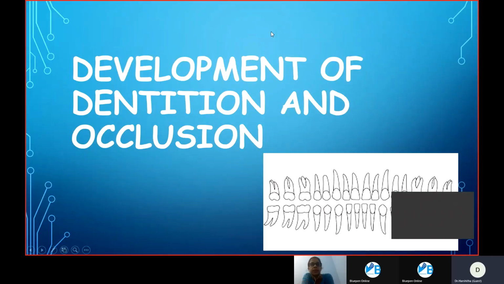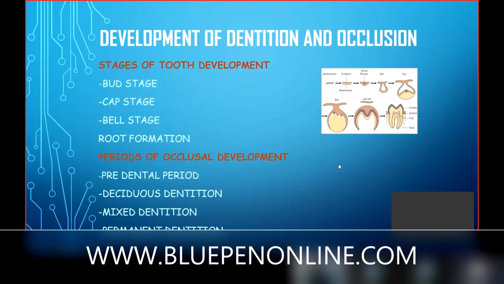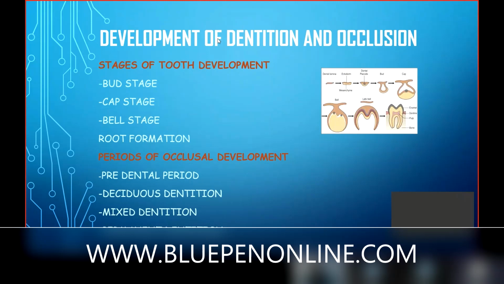So coming to development of dentition and occlusion. In development of dentition, that is the tooth, we have 4 stages: bud stage, cap stage, bell stage, and root formation. In between this bell stage and root formation, there's something called the advanced bell stage. It is not a stage of tooth development, but that is a phase.